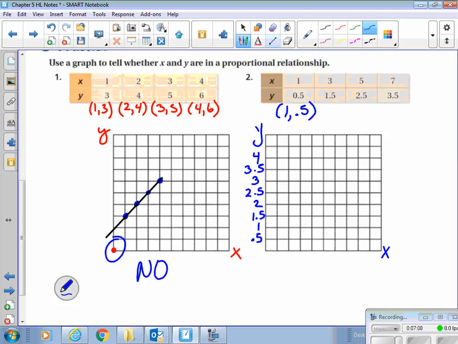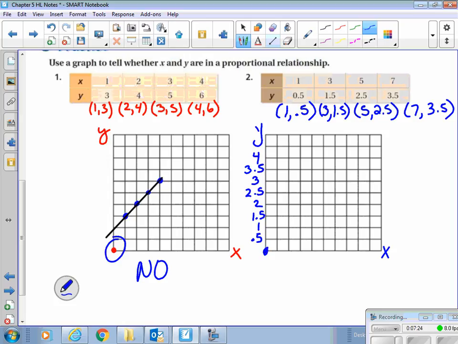Our first ordered pair was 1 and 5 tenths. The second one is 3 and 1 and 5 tenths. The third one is 5, 2 and 5 tenths. And the last one is 7 and 3 and 5 tenths.